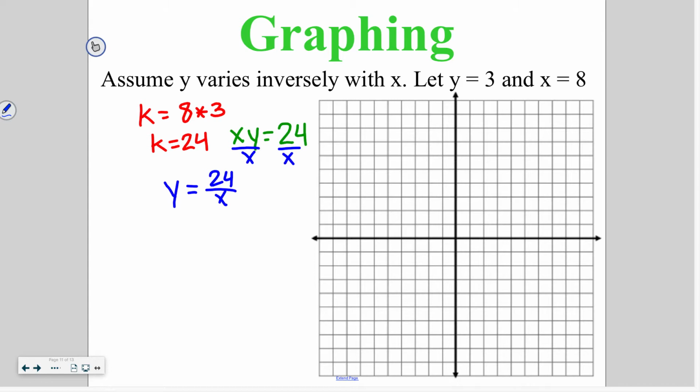divided by x. Now normally when I start a table for graphing, I would start at negative 2 and go up to 2. However, in order to complete the inverse variation graph, you are going to need to start with negative 3. So negative 3, negative 2, negative 1, 0, 1, 2, and 3. So you're going to use that full extended set of numbers as opposed to just negative 2 to 2.